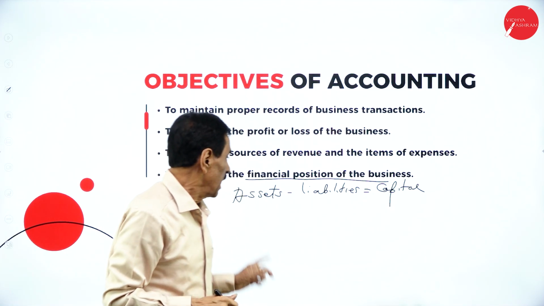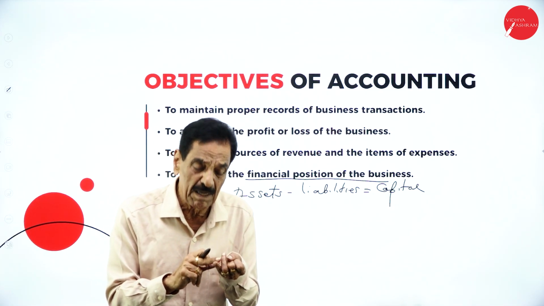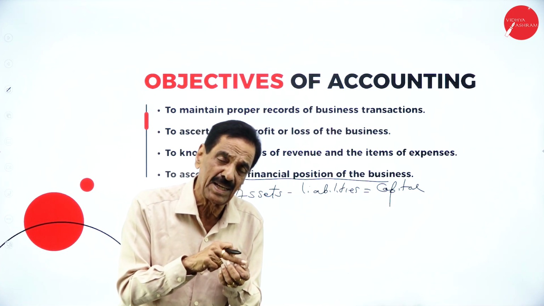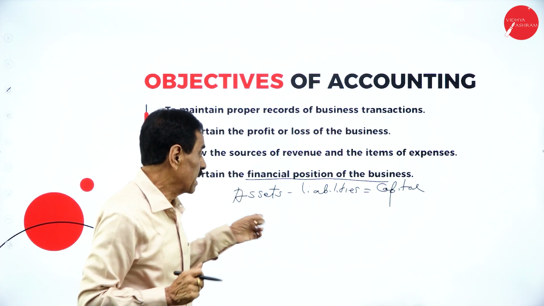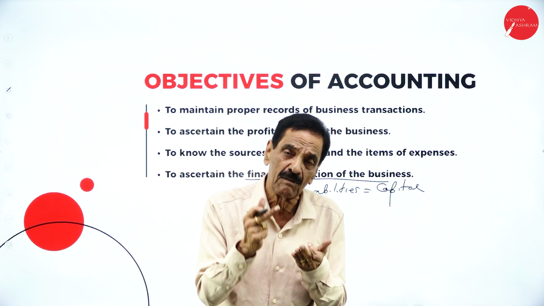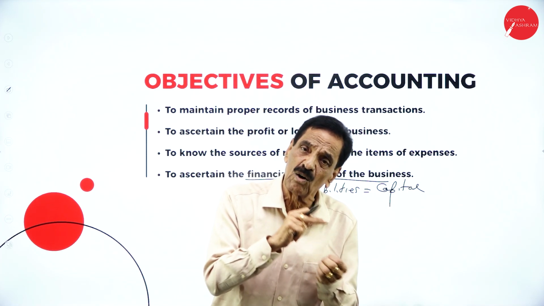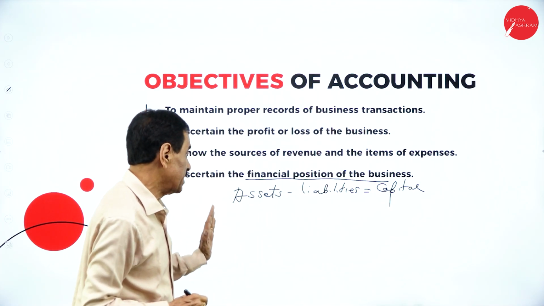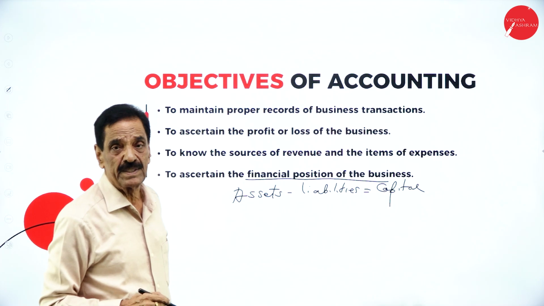Asset means land, building, machinery, furniture, cash in hand, bills receivable. Liability means creditors, bills payable, bank overdraft, provision for taxation, outstanding expenses. Out of the asset, liability will be deducted, and the difference is capital.